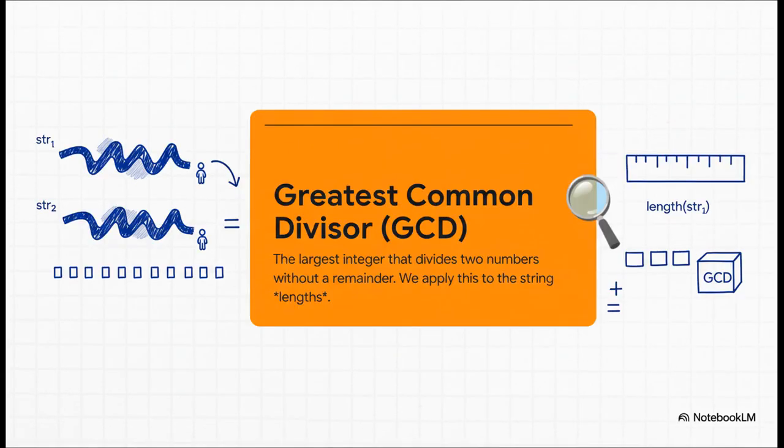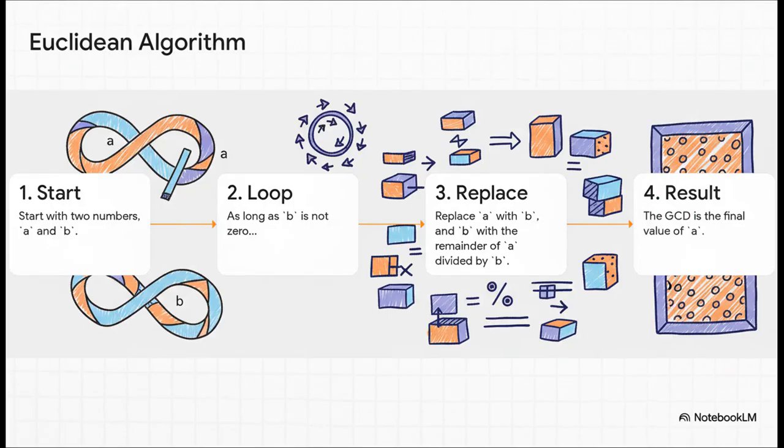And that is the connection. We're looking for the greatest common divisor, not of the strings themselves, but of their lengths. The length of our final answer is just the GCD of the length of string 1 and the length of string 2. We just turned this weird string puzzle back into a simple number problem we all know how to solve. And the best, most efficient way to find the GCD of two numbers is the good old Euclidean algorithm.